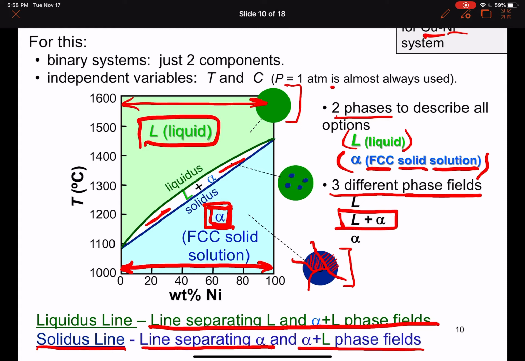Okay, and so therefore in the middle, as we said, we're going to have liquid coexisting with little particles of the solid alpha.